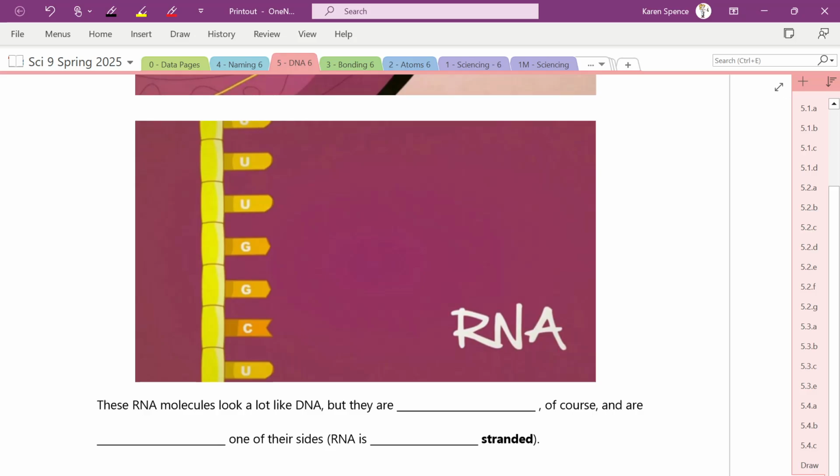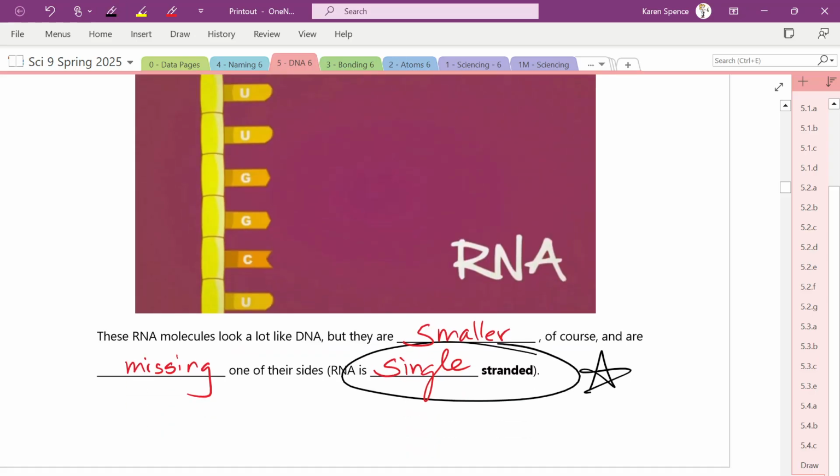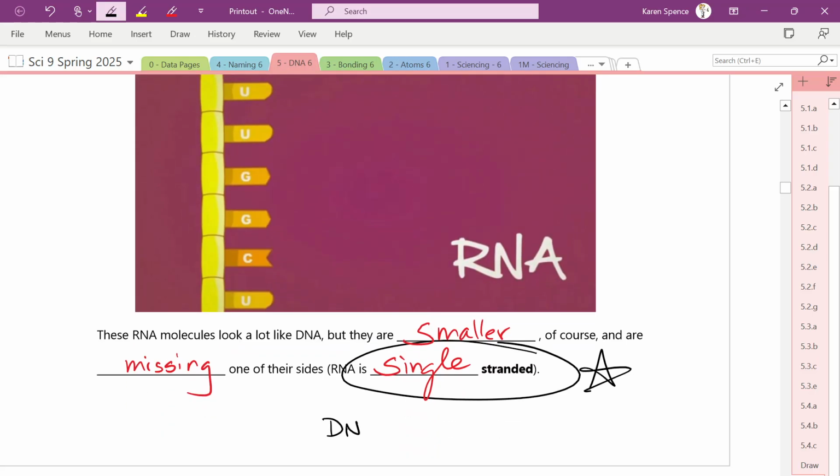It looks a lot like DNA, but they are smaller, of course, and they are missing one of their sides. RNA is single-stranded. You need to know that RNA is single-stranded and DNA is double-stranded.